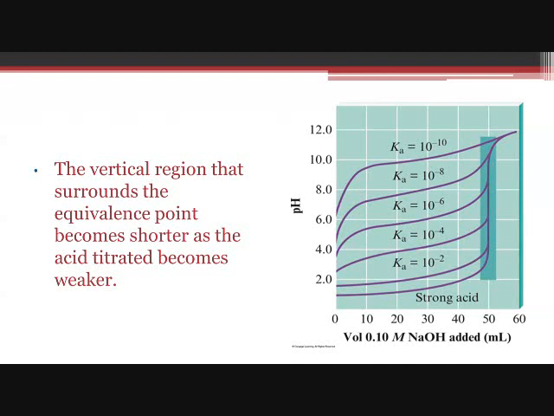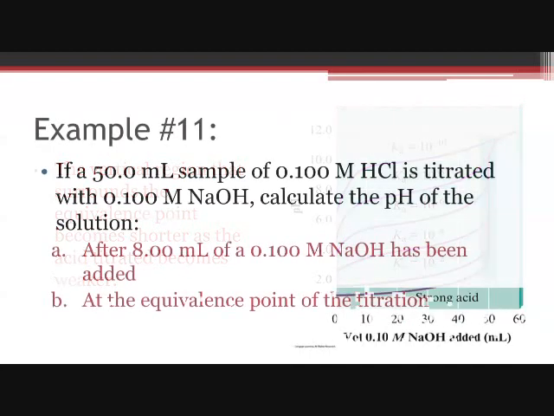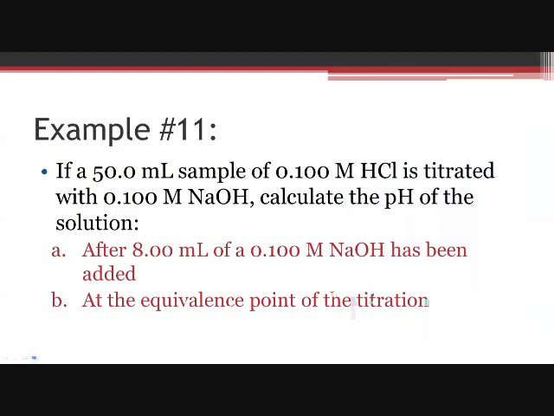So when we do calculations, we're going to do example 11, which is a strong acid, strong base situation. And then we'll do a weak acid and a strong base situation. And then we'll be done. Okay? So a 50 milliliter sample of 0.1 molar hydrochloric acid is titrated with 0.1 molar sodium hydroxide. We want to calculate the pH at two situations. A, after 8 milliliters of the titrant has been added, and then B, at the equivalence point.